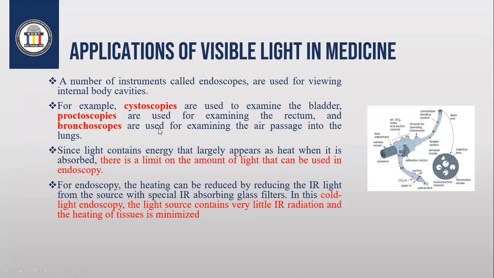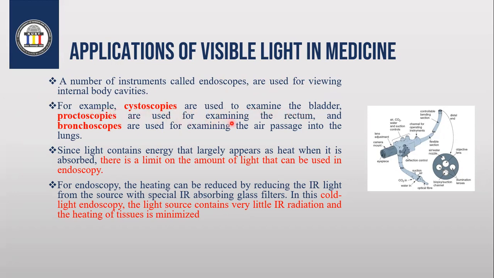Now, for the application of visible light in medicine, we have many instruments that use light to diagnose disease, and sometimes we use them for treatment. The device is named the endoscope. The endoscope is used for viewing internal body cavities. For example, we have cystoscopes, which we use to examine the bladder.